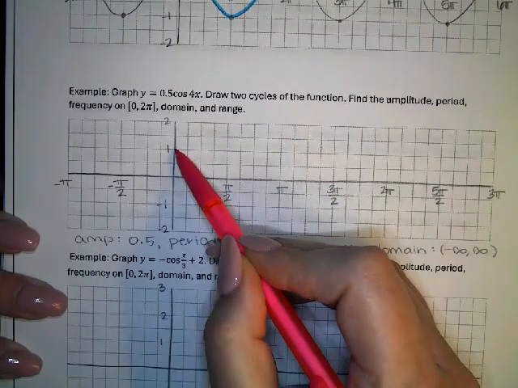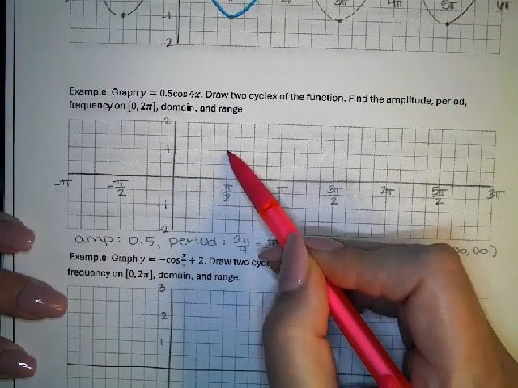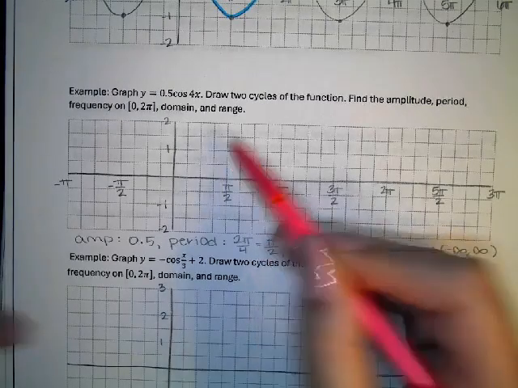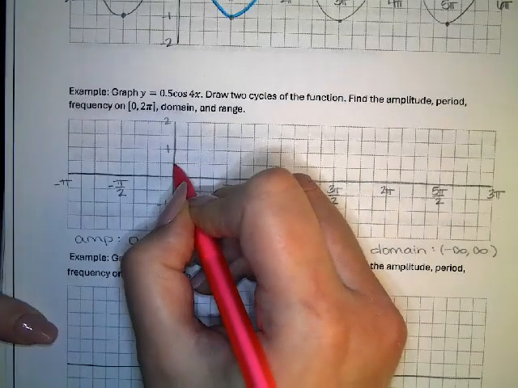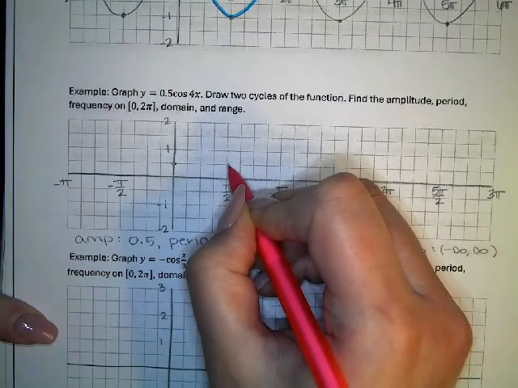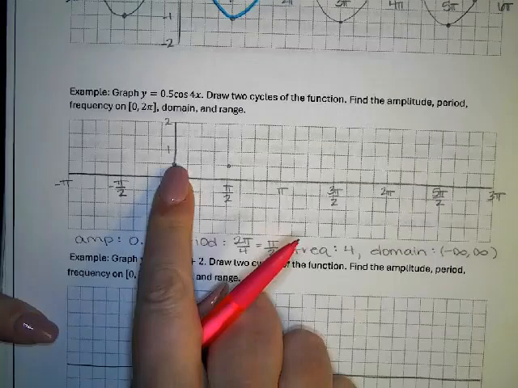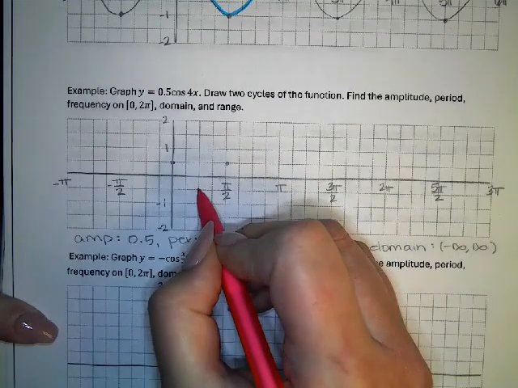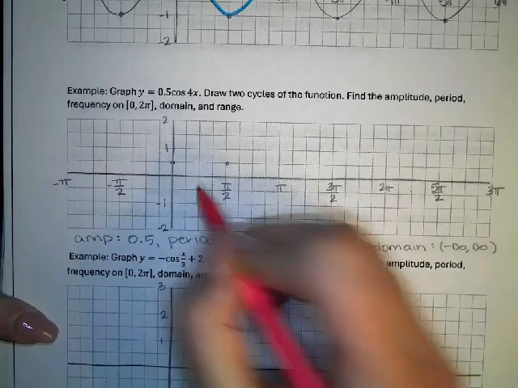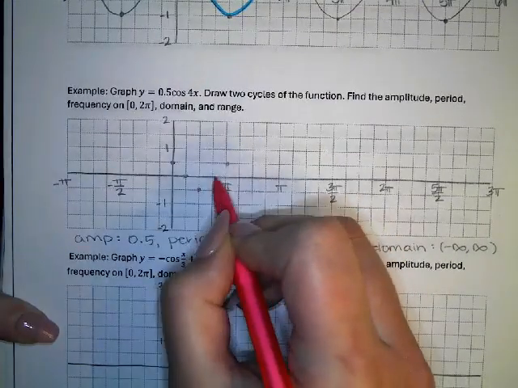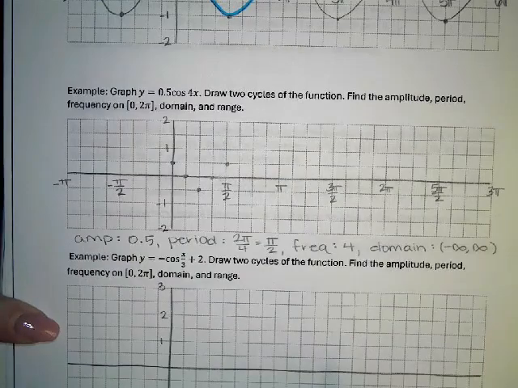up at 1. But in this case, because I have an amplitude of 0.5, I'm going to start up at 0.5 and end up at 0.5. So using the period of my graph, I start at 0.5, I end at 0.5. In the middle, I dip down to negative 0.5. And then between these two, I have to cross 0. Between these two, I have to cross 0. So there is one cycle of the graph.